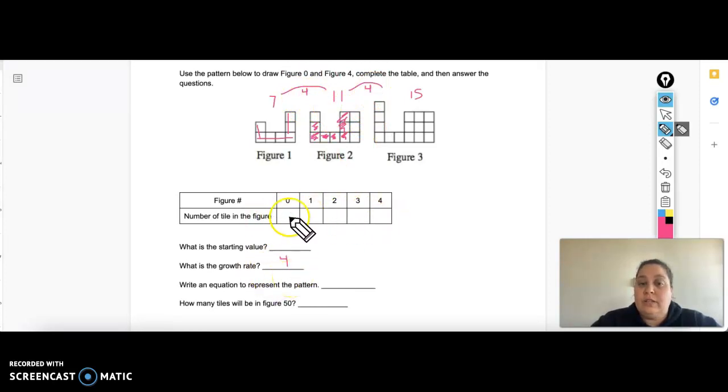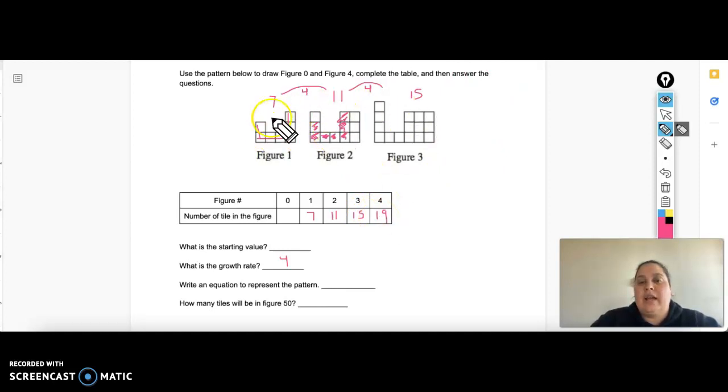I can already start to fill in my chart, because I know for table 1, or for figure 1, I have 7 boxes. And for figure 2, I have 11 boxes. For figure 3, I have 15. And we already said that it's growing by 4 each time, so I can add 4 to this and already know that when I draw out this next figure, it is going to have 19 boxes, right?